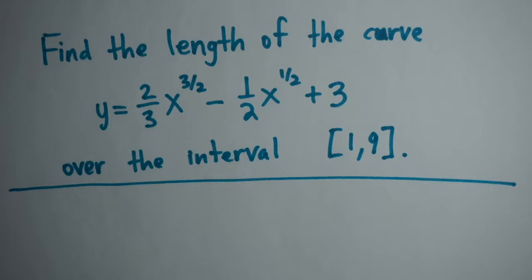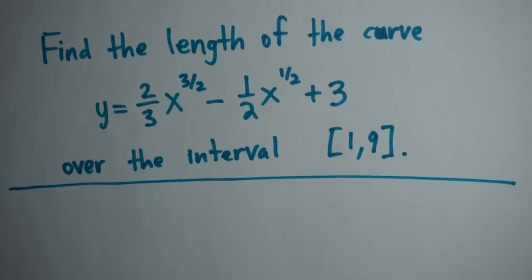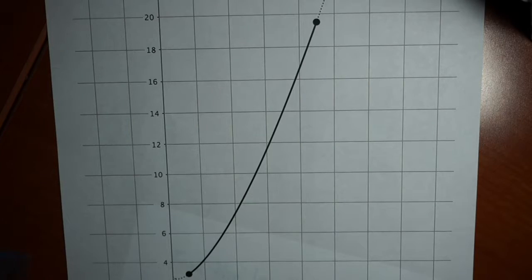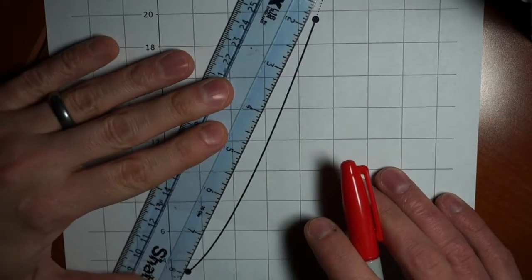I'd like to find the length of the curve given here, y equals 2/3 x to the 3/2 minus 1/2 x to the 1/2 plus 3, over the interval from 1 to 9. This is what the curve looks like. It's not a straight line, it's definitely curved, but it is fairly similar to a straight line.